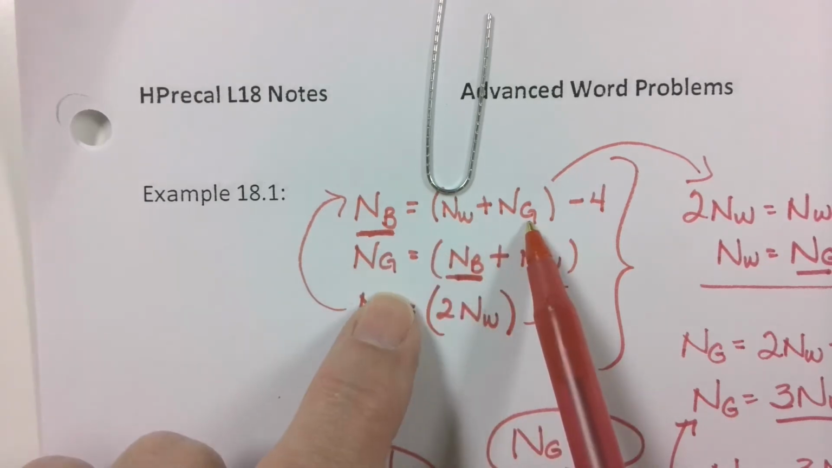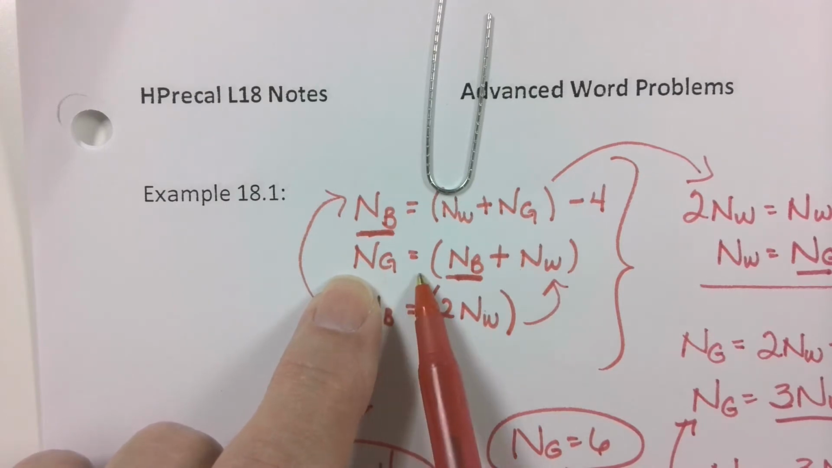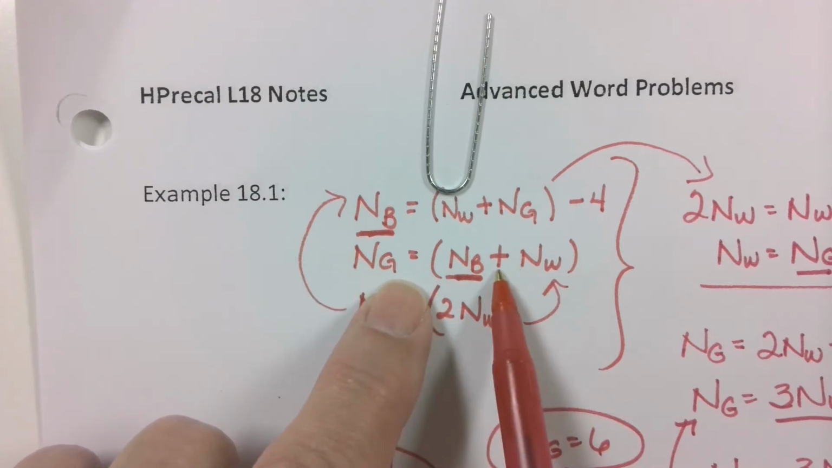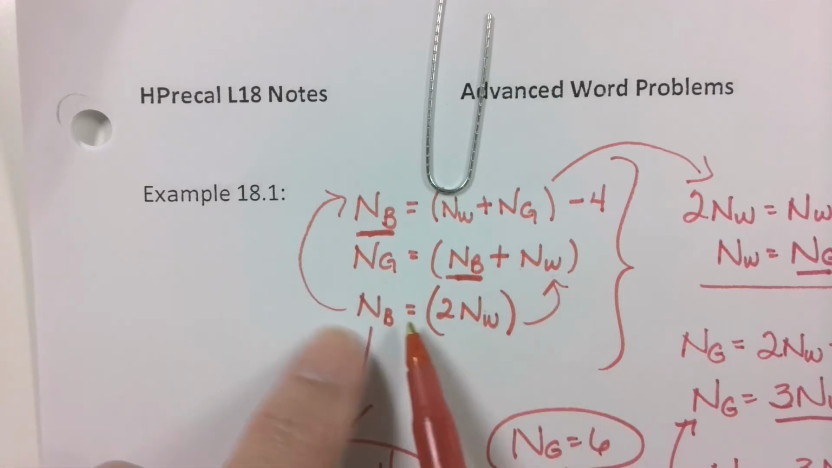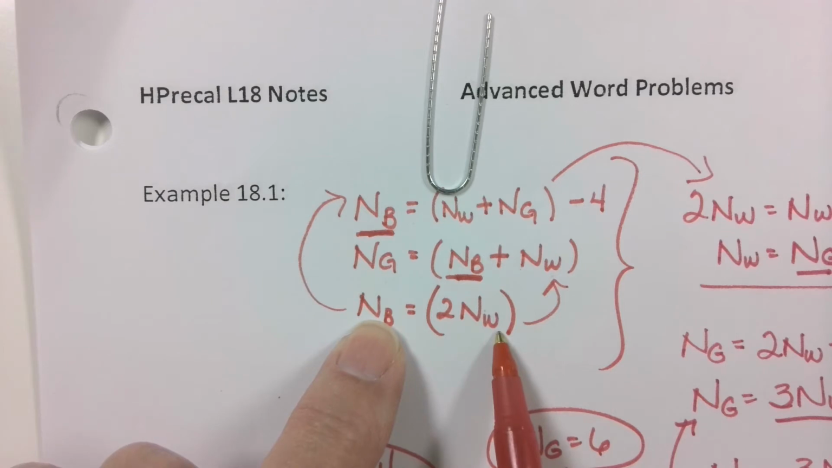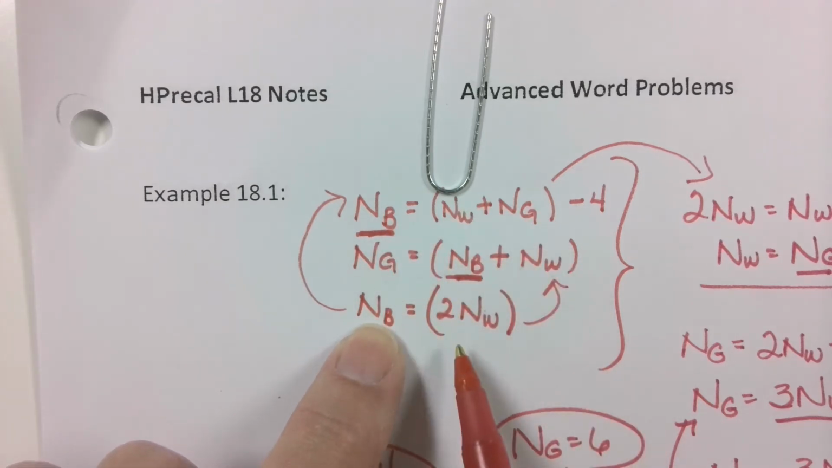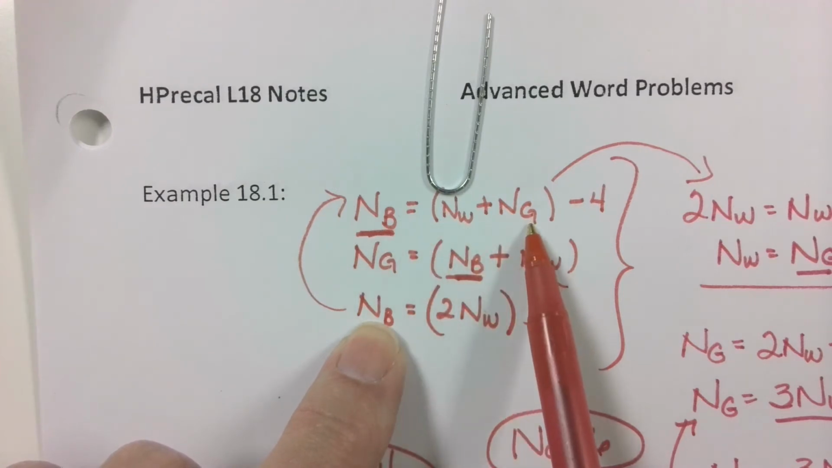The next sentence says, also the number of greens equaled, so equals, the sum of the blues and the whites. Then it says, how many of each were there if there were twice as many blues as whites? So the number of blues is twice the number of whites. Then you're going to take these 3 equations and solve for each one: the number of blues, the number of whites, and the number of greens.